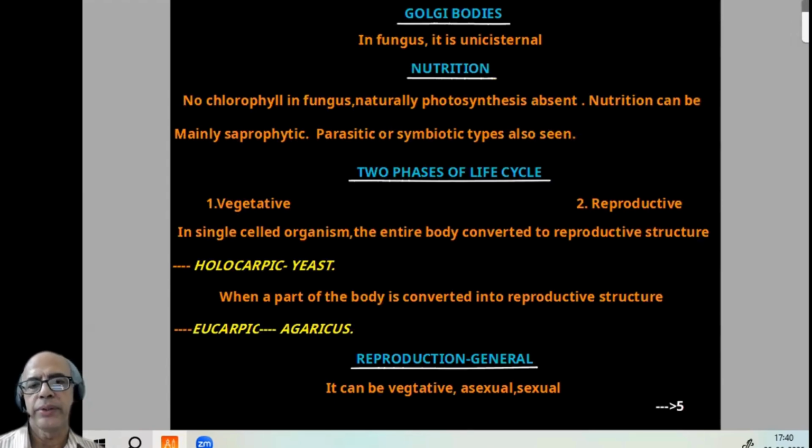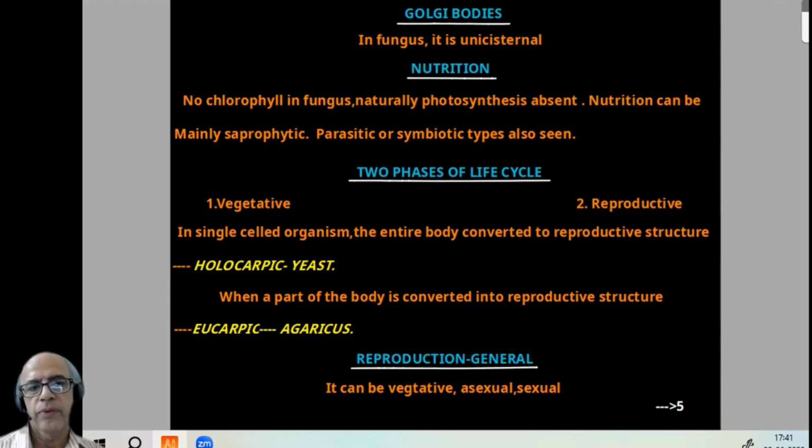Now, Golgi bodies. When we come to Golgi bodies in fungi, they are unicisternal. In the chapter Cell: The Unit of Life, we studied this term unicisternal. Then nutrition: there is no chlorophyll in fungi, so naturally photosynthesis is absent. Nutrition can be mainly saprophytic, parasitic or symbiotic.